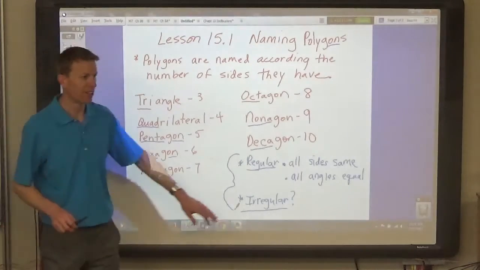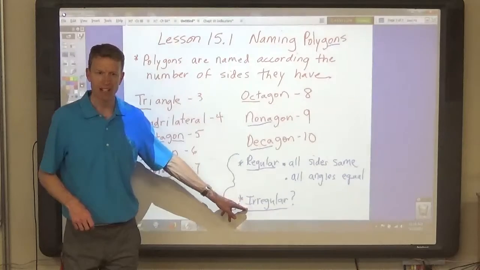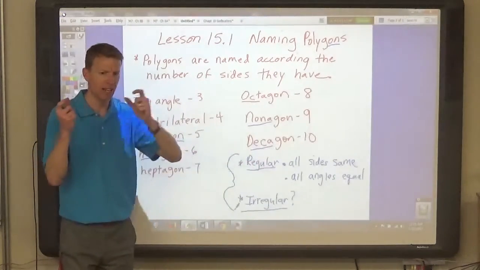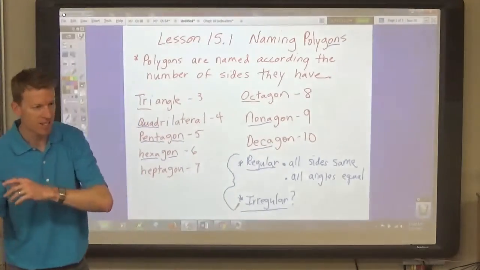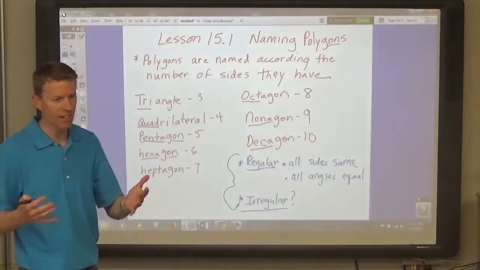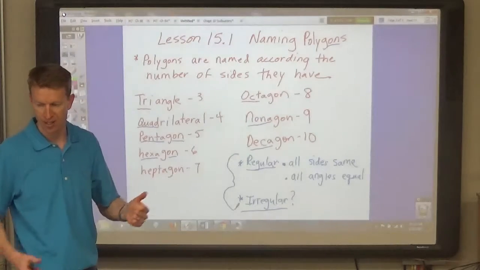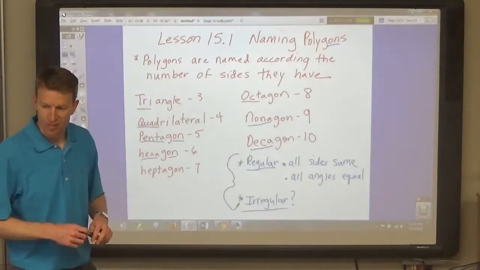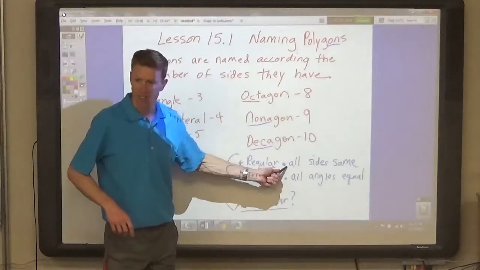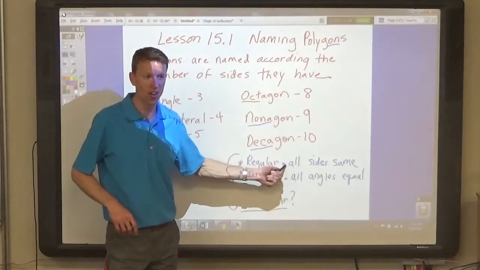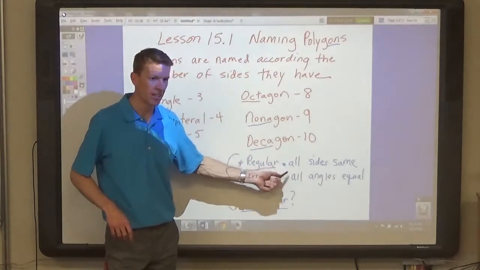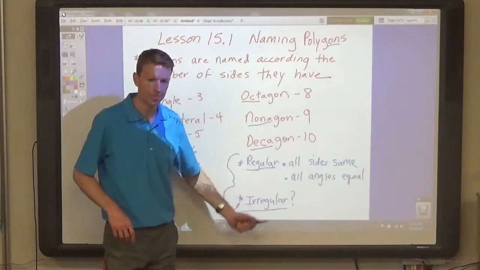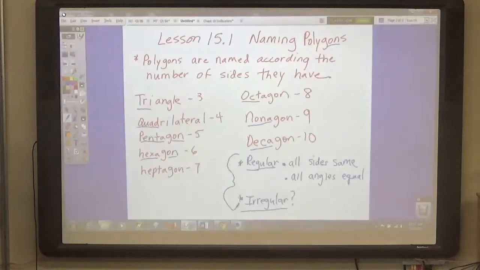What do you think an irregular one is then? Polygons can either be regular or irregular. If the regular ones have all the same size sides and all the same size angles, what do you think an irregular polygon is, Jacob? Maybe it's like a triangle that has one really long side and one shorter side. Okay, so the opposite of this. Not all the sides are the same length, and not all the angles are equal. Okay? Any questions?